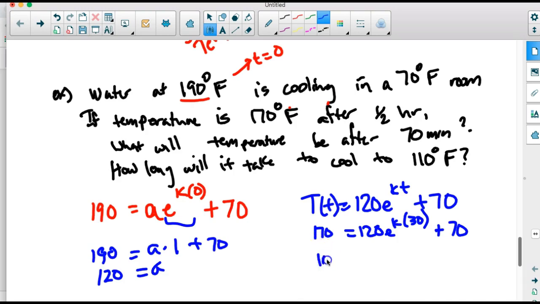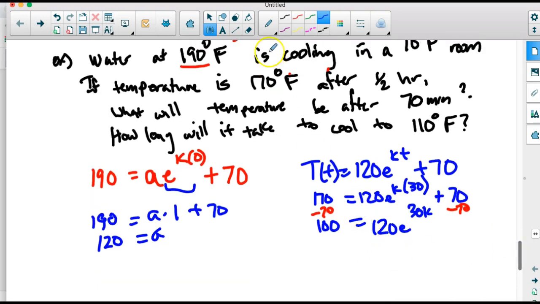So the first thing I do is subtract 70. I get rid of the 70. I subtract the 70 off the side. I subtract 70 from here. I then get this equation, 30k. I then divide by 120. Okay, I'm going to leave that as a fraction. That's 10 over 12. That's going to be 5 over 6 equals e to the 30k.